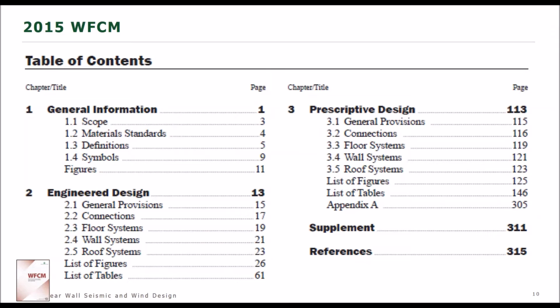So here we see the table of contents. This shows how the document is laid out. There are 3 chapters. Chapter 1 is the general information, scoping and materials and things like that. Table 1 that we looked at just a moment ago comes out of Chapter 1. Chapters 2 and 3 are parallel paths. They are different approaches that will help you design the structure. Chapter 2 is an engineered approach, whereas Chapter 3 is a prescriptive approach.